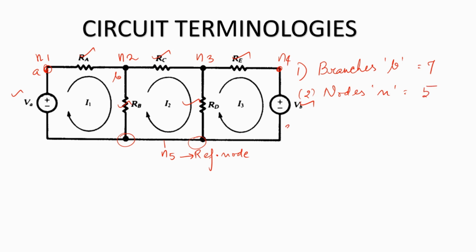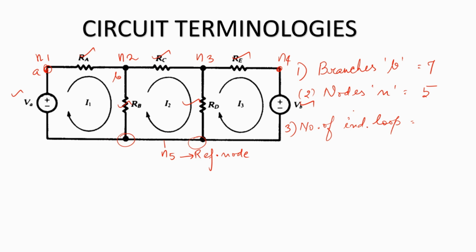The third parameter is number of individual loops. So a loop is basically a closed path which is available in the circuit. Now looking at this circuit, we can easily find out that there are three loops over here. Visually, we can find out that there are three loops over here because there appear to be three closed paths. But when the complexity of the circuit increases, then it becomes difficult to find out the number of closed paths or the number of loops available in the circuit.